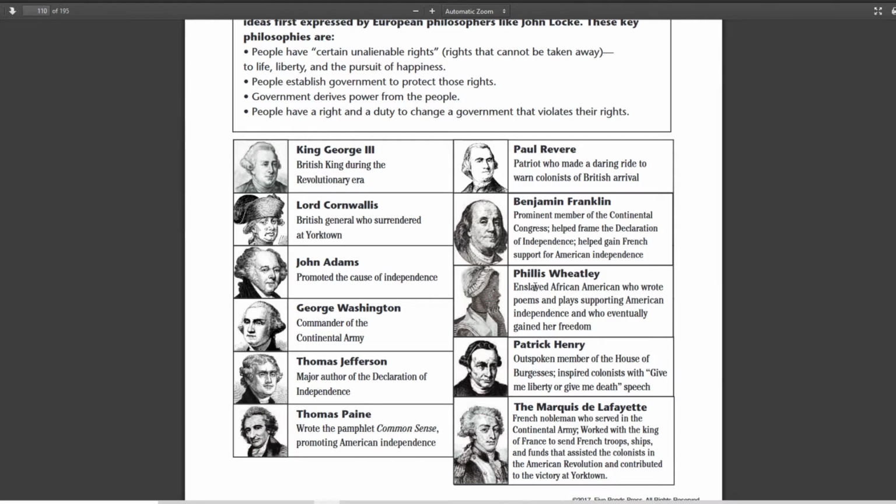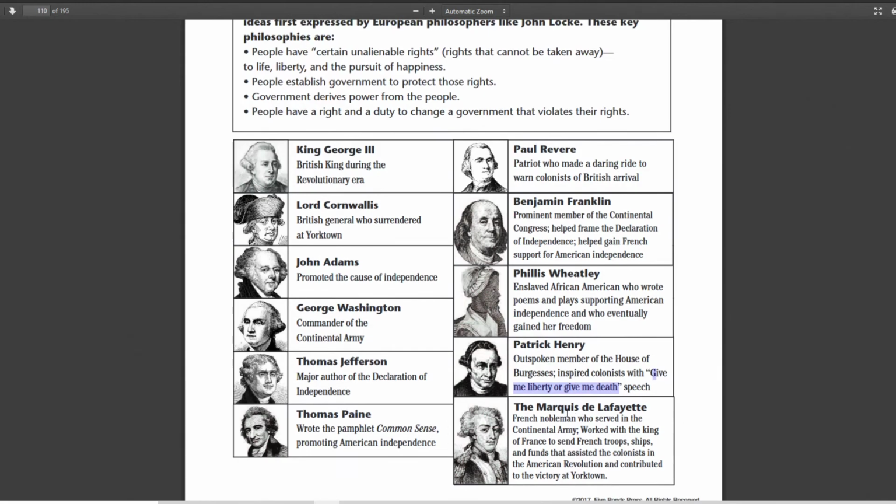Phyllis Wheatley, we didn't get to spend a lot of time on her in class. She was enslaved African American and became free, and she wrote poems and plays supporting American independence. And like I said, she eventually gained her freedom. Patrick Henry was an outspoken member. You remember your speech that you memorized in fourth grade, the "Give me liberty or give me death" speech.